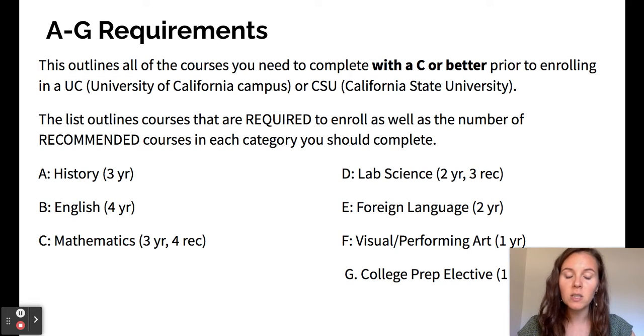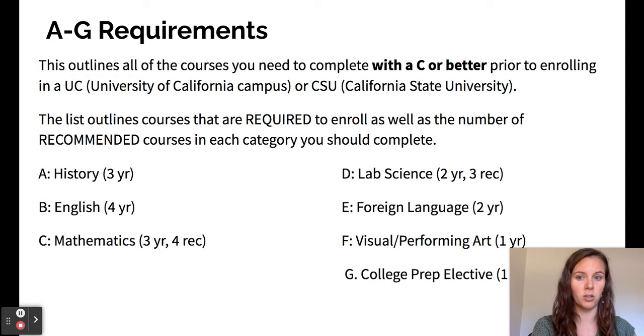In mathematics, you need 3 years, though it's recommended that you do 4, and you need to get through Math 3 or Algebra 2, however your school does mathematics or whichever pathway you are in. You have to complete up to Math 3 or Algebra 2. So a lot of students do complete 3 years of mathematics, but they don't get as high as Algebra 2 or Math 3, and that can be really problematic when completing the A to G requirements.